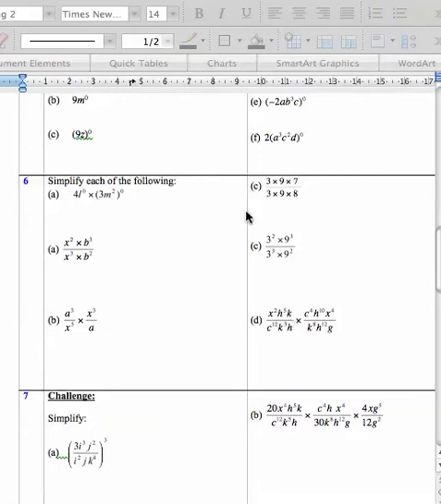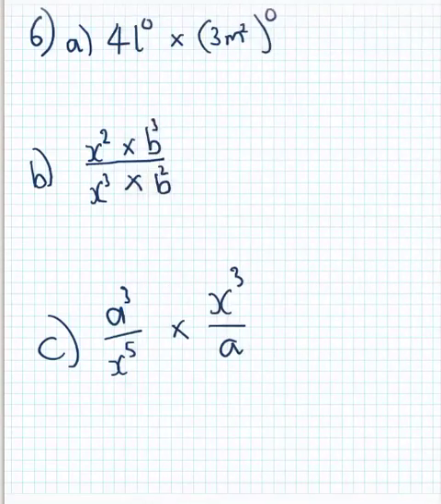So we'll be doing question 6. You can try them now before I do them, and I've got the first 3 written down.